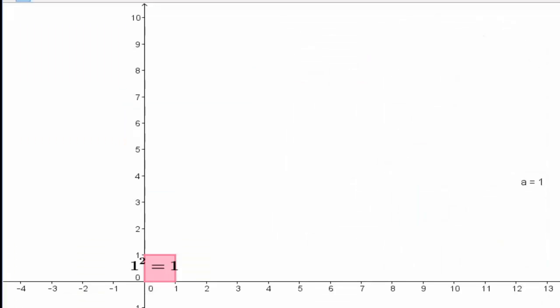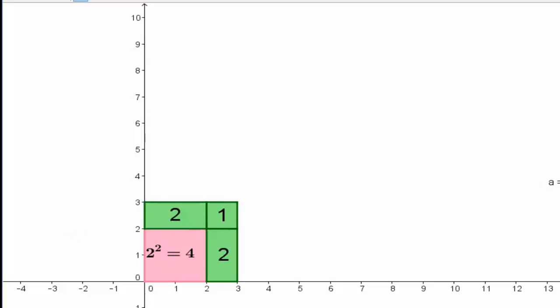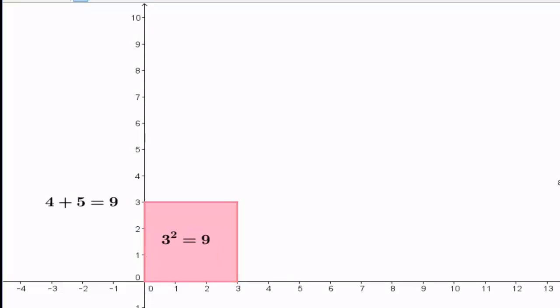Here we have 1 squared, which is 1 times 1. And if we want to go up to 2 by 2, which is 2 squared, I'm going to need to add 1, 1, and 1. In other words, I'm going to add 3, and that will give me 4. Let's look at the next example. Now I'd like to go to 3 squared, so I'm going to have to add on 2, 2, and 1, which is adding on 5. So 4 plus 5 is 9, which is 3 squared.